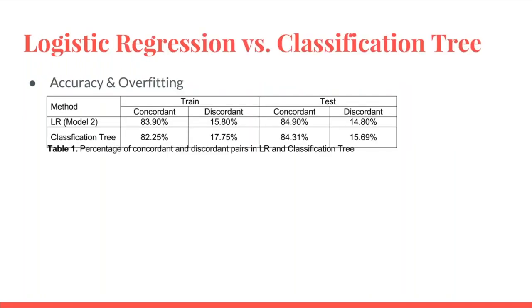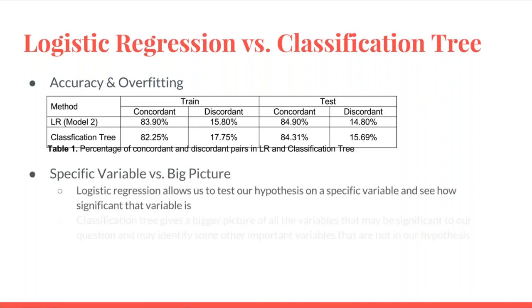Okay, so the concordance rate, the higher the concordance rate, the stronger the predicting power of the explanatory variable is. Moreover, since the concordance rate in the test data set did not drop, we can say that the model is considerably accurate and we did not overfit the data. So now since both models have similar accuracy and overfitting, we look at these two methods.